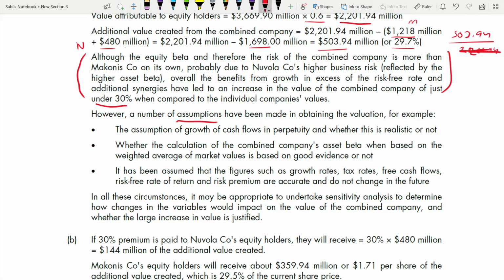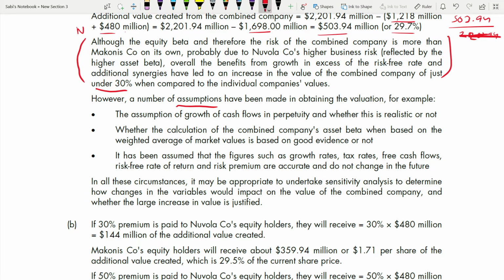Provided they are reasonable assumptions, you will get marks. It has been assumed that figures such as growth rates, tax rates, free cash flow, risk-free rate of return, and risk premium are accurate and do not change in the future. So it has been assumed that they will not change and they are accurate. In all these circumstances, it may be appropriate to undertake sensitivity analysis. Always recommend sensitivity analysis wherever more assumptions are there.